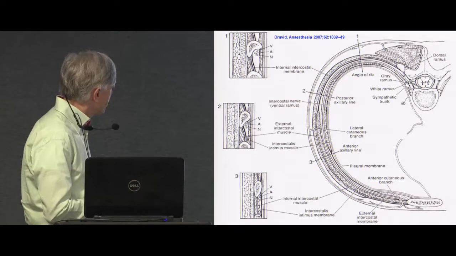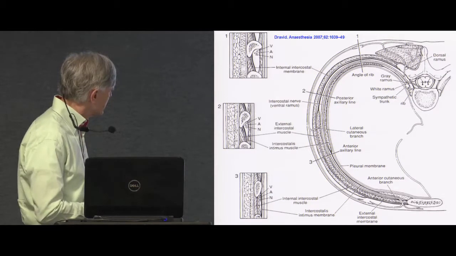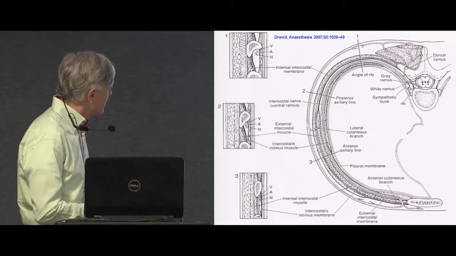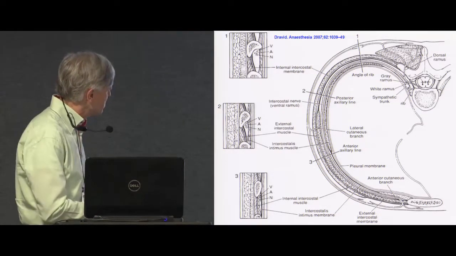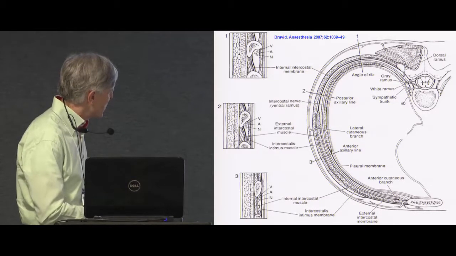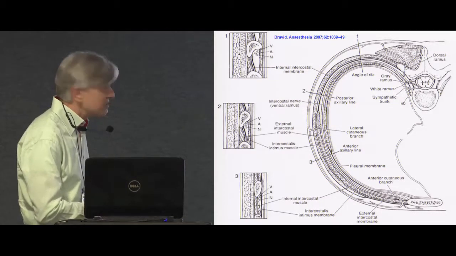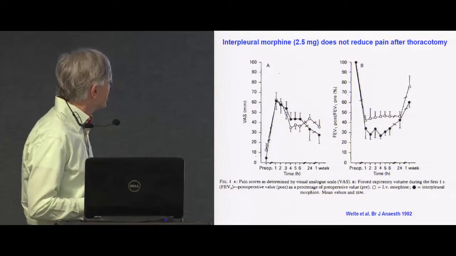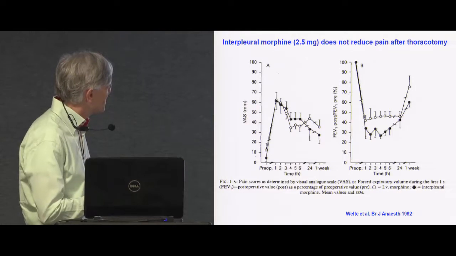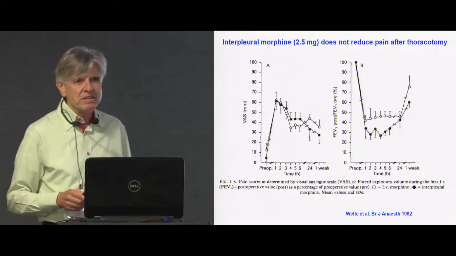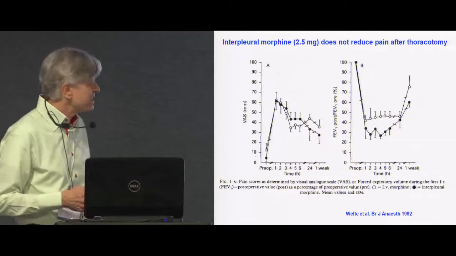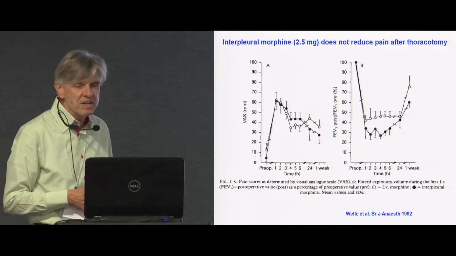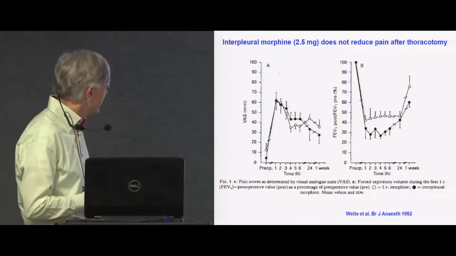So we were wondering if we inject morphine into the pleural space here between the lung and the thoracic wall, we were thinking that the morphine would hopefully travel to the primary afferent nerves here between the muscles and would cause an analgesic effect, but it didn't. So in this case, we looked at patients undergoing thoracic surgery, lung resections, for example. We injected a total of 2.5 milligrams of morphine diluted in 30 milliliters.